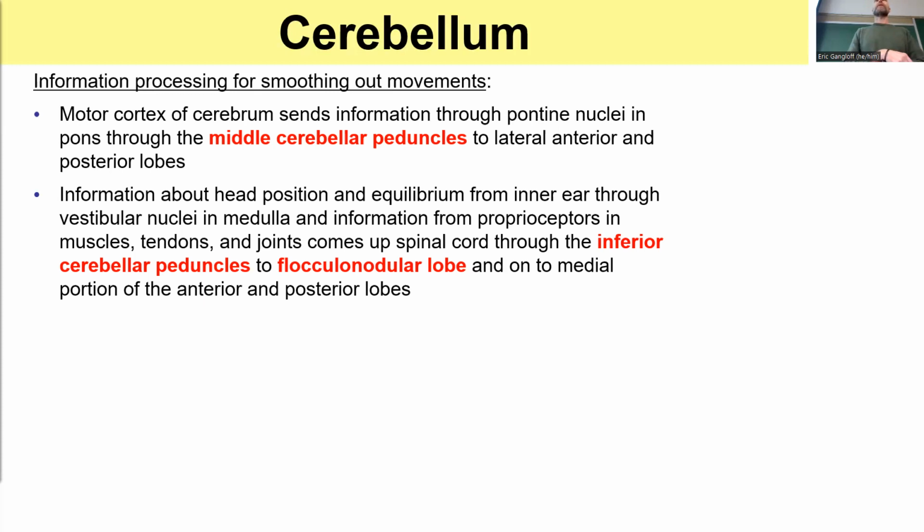Again, what I want you to know is we're integrating sensory input from both your inner ear and your sense of equilibrium, as well as from the body and its sense of proprioception. And that is traveling via the medulla through that inferior cerebellar peduncle, and that information is processed in basically all three lobes of the cerebellum.